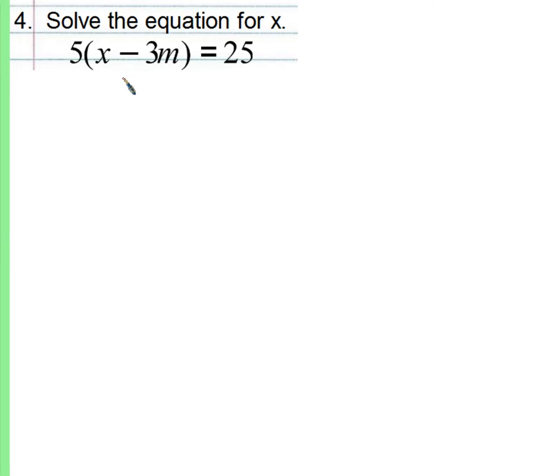We're on number 4. Get to work. So, what should we do first? Or what could we do first? Distributive property. Distributive property? Five.